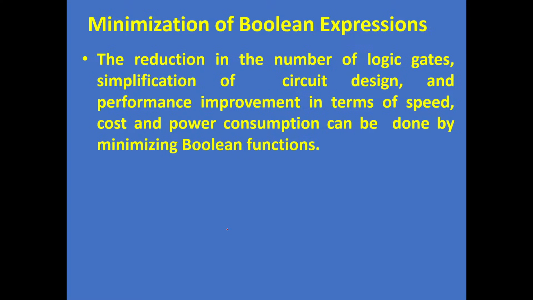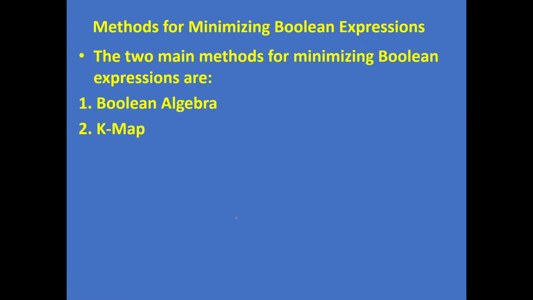There are two methods by which we can simplify the circuit, to increase the speed, to reduce the cost, and to reduce the power consumption. Those two methods are, first one is the Boolean algebra method, next is the K-map method. Boolean algebra and K-map, these two are the methods. So you can note it down.